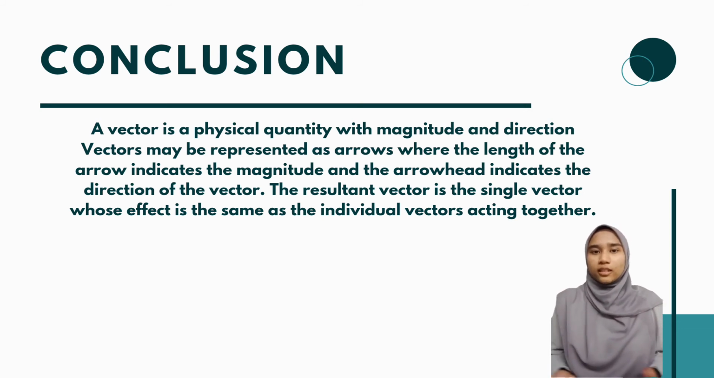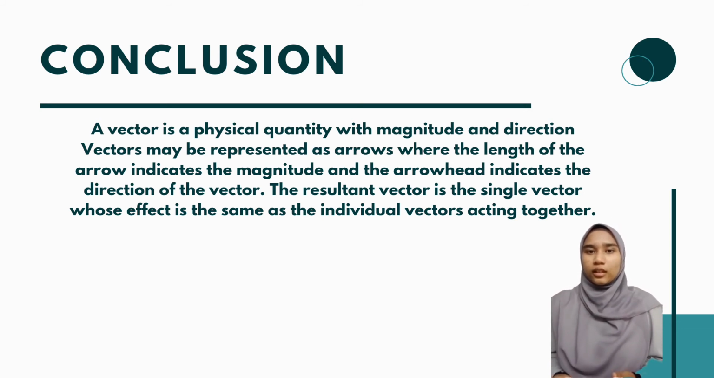In conclusion, a vector is a physical quantity with magnitude and direction. Vectors may be represented as arrows, where the length of the arrow indicates the magnitude and the arrowhead indicates the direction of the vector. Vector quantities possess both a size and a direction. Signs, negative and positive, can apply to a vector. Examples are weight, force, position, velocity, and acceleration.